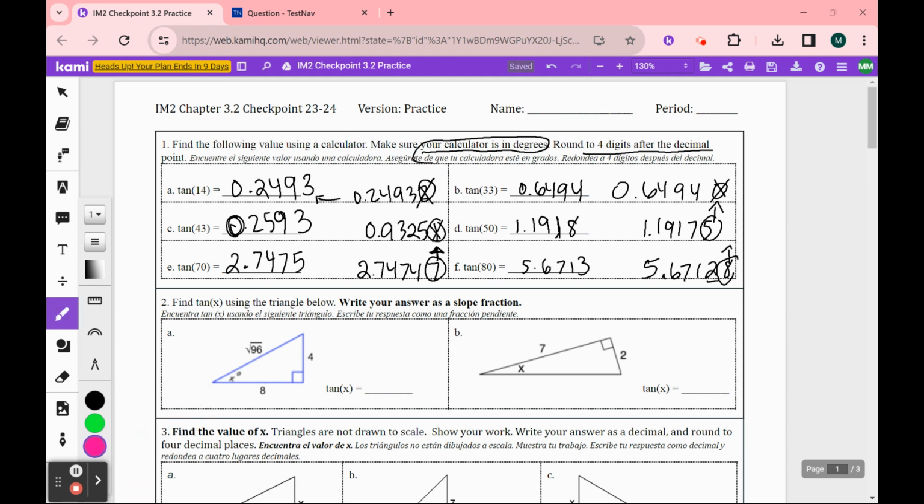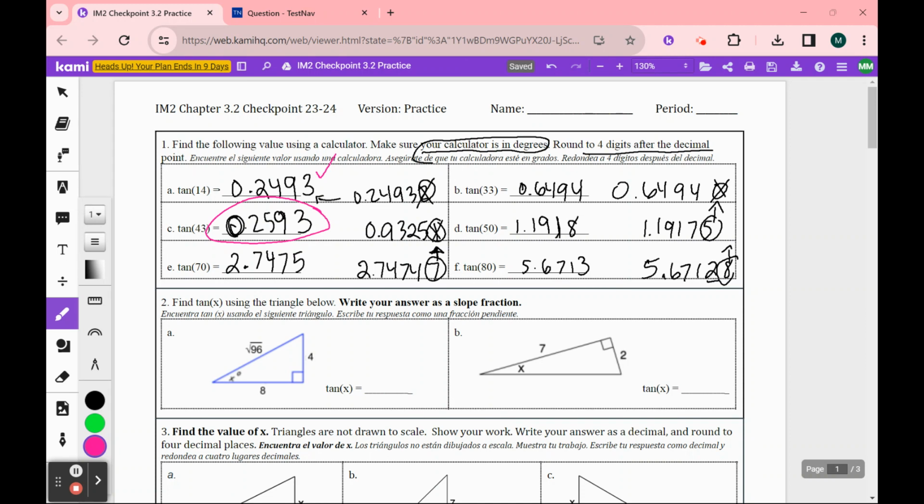Let's just do a does-it-make-sense check on these. Tan of 14. Okay, 14 is less than 45, and this is less than 1. That makes sense. Tan of 43. That should be a number less than 1, but I think it should be closer to 1, so I think I made a mistake. Let's check the answer on tan of 43.